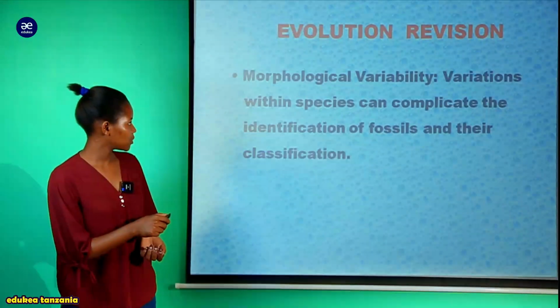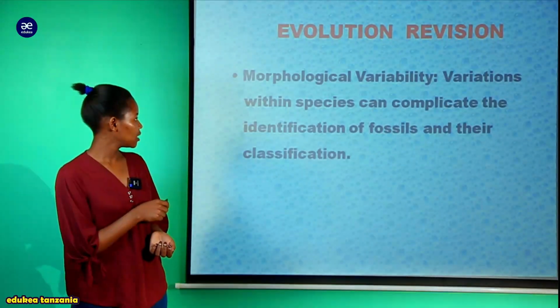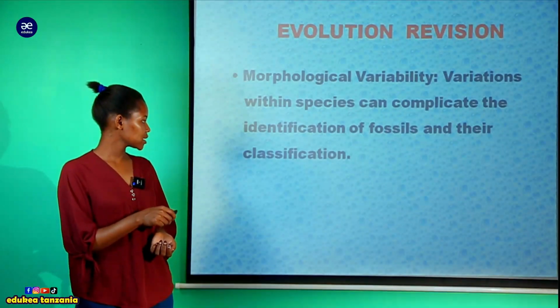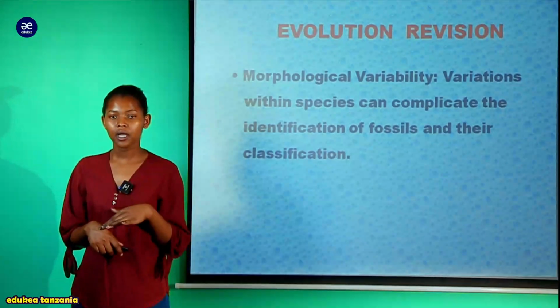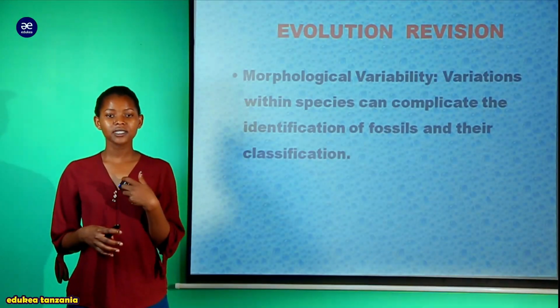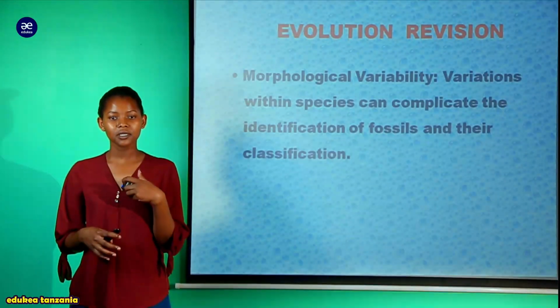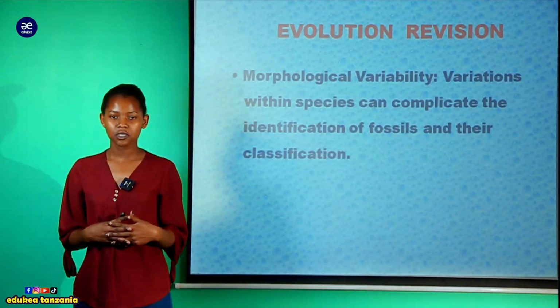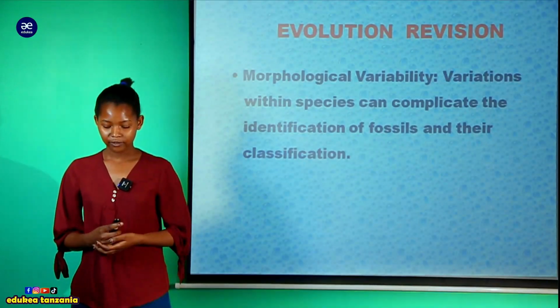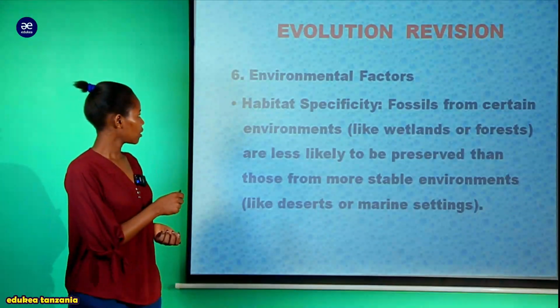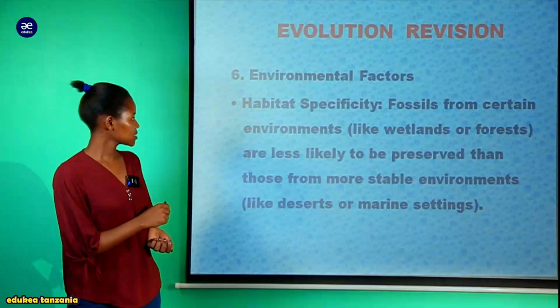And you can see also morphological variability. Variations within species can complicate the identification of fossils and their classification. Yeah. Hizo fossils zinaweza zikawa zina vary morphologically na ikaleta utata kwenye ku-determine the relation kati ya species moja na species nyingine. And finally, we are going to complete with point number 6, which is environmental factors.